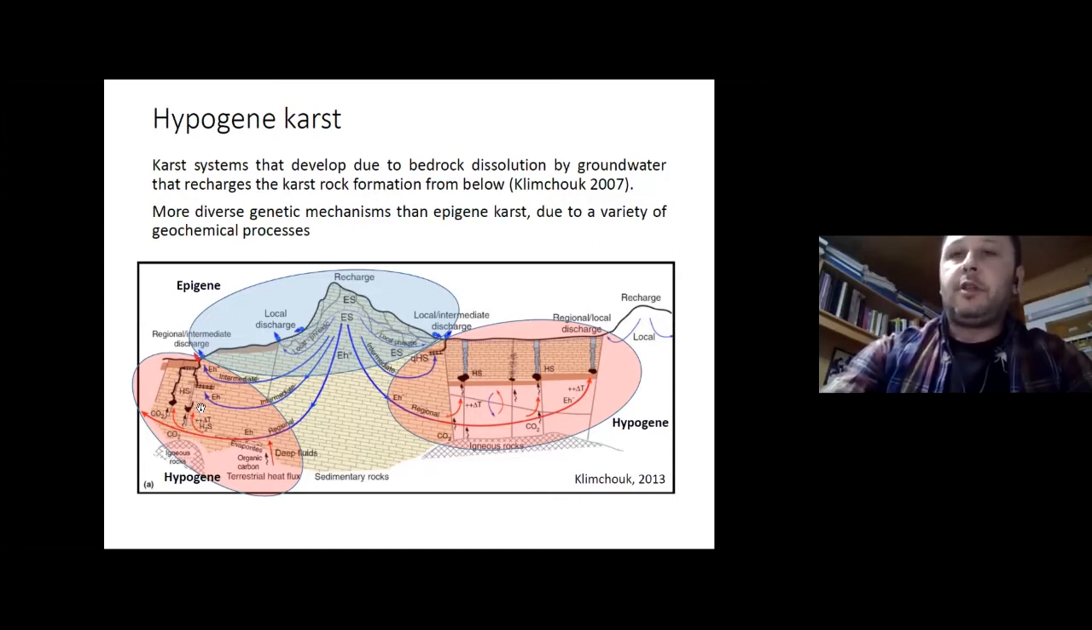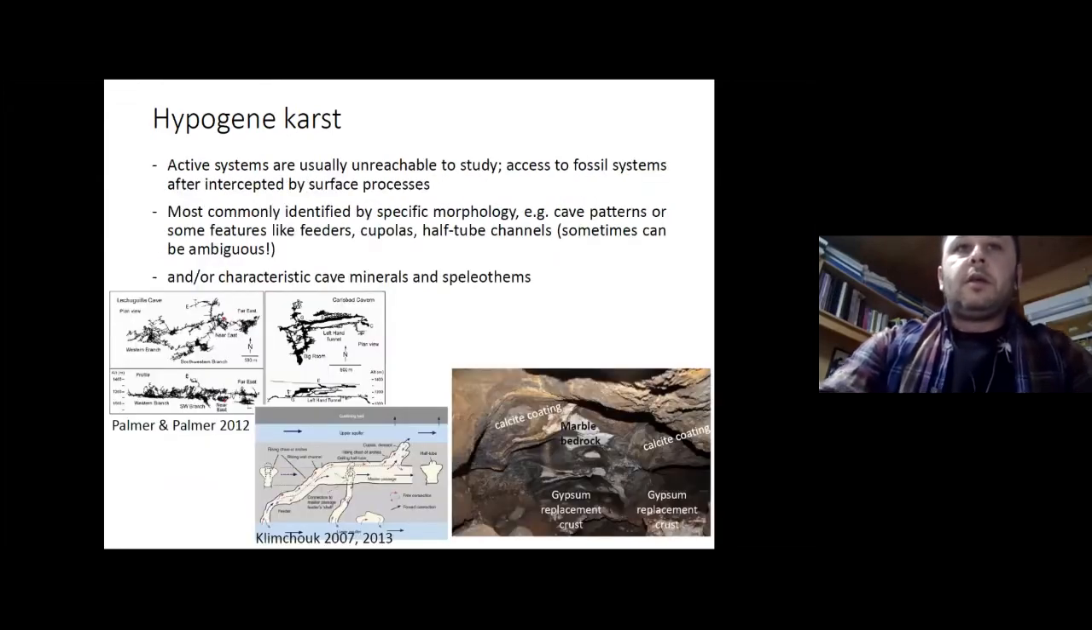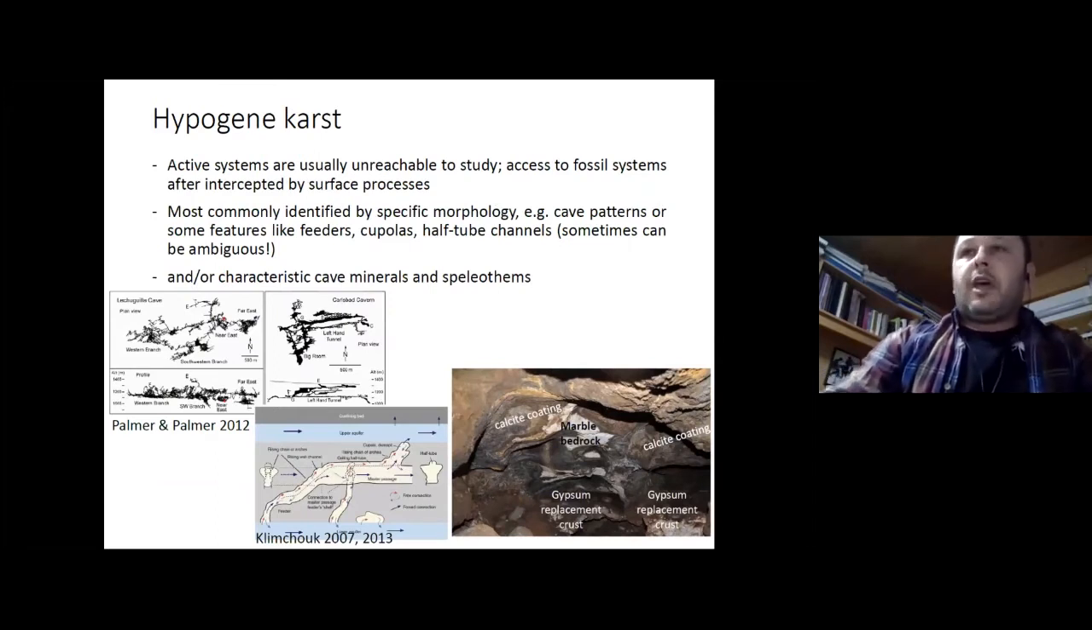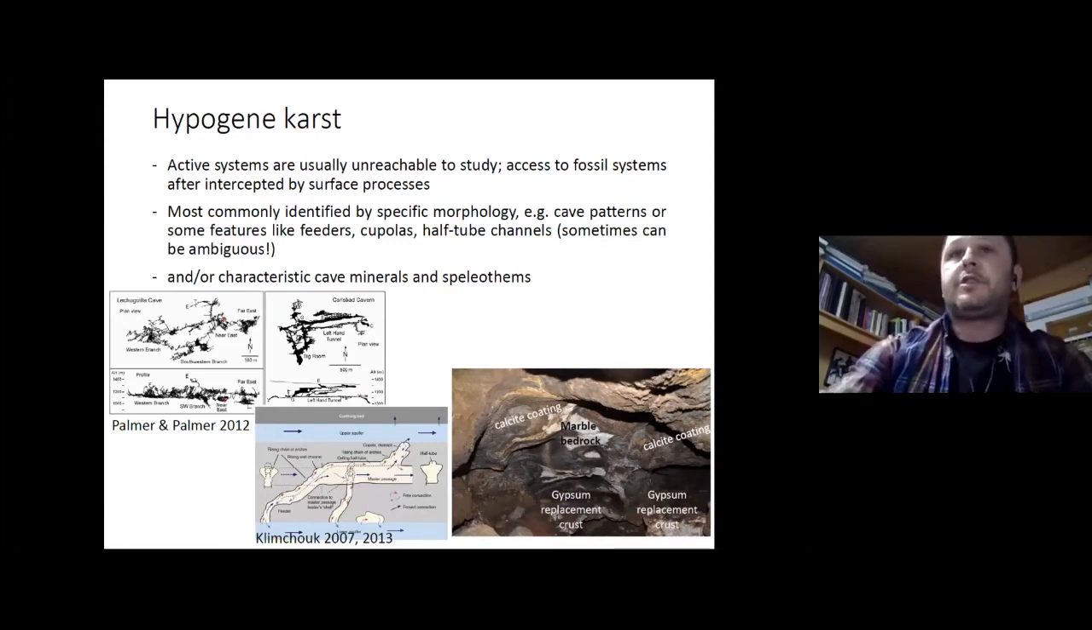The formation of these karst or cave systems is much more complicated than the epigenic in terms of the processes happening. There are a variety of geochemical processes and mechanisms under which they operate. Contrary to epigene karst systems, which we can easily visit even when active, and study even underwater caves, in hypogene karst we usually cannot access them. The active ones are deep below.